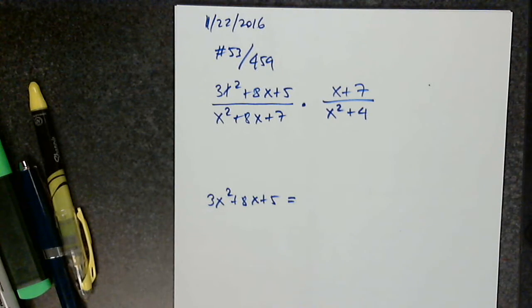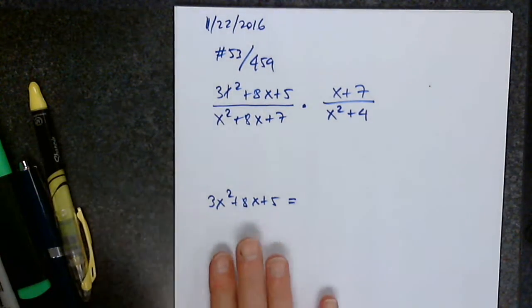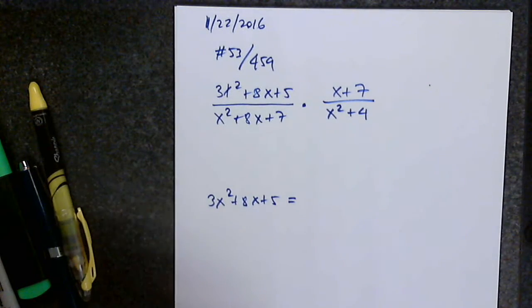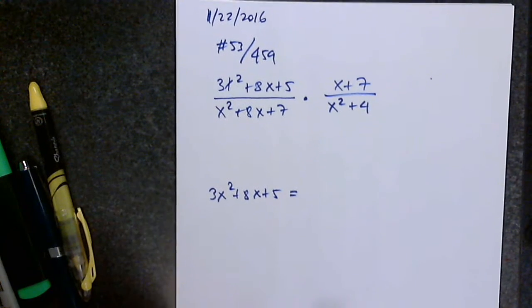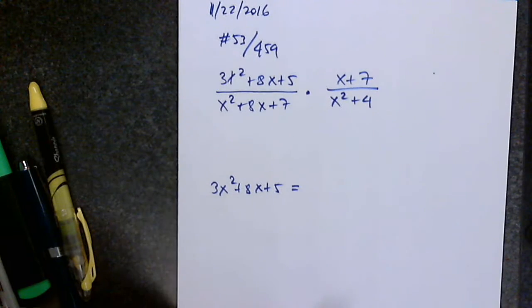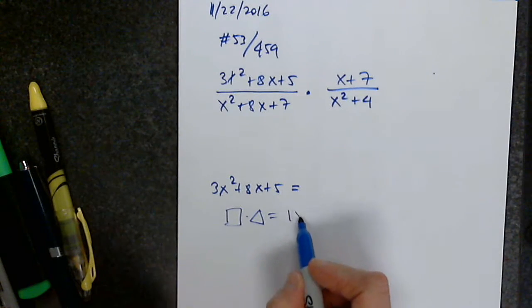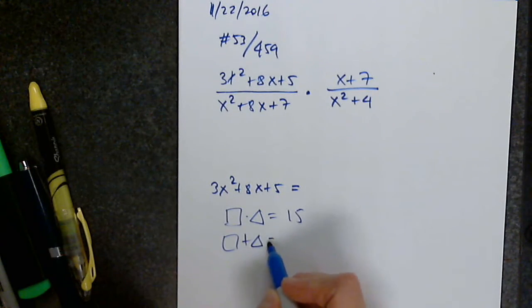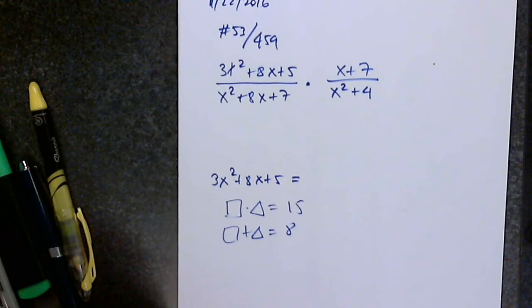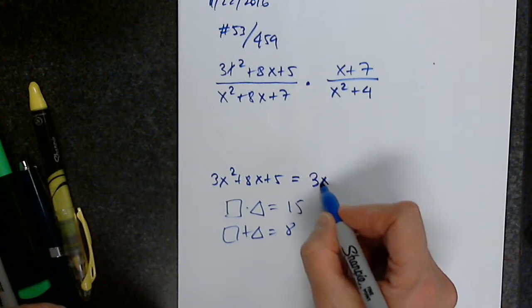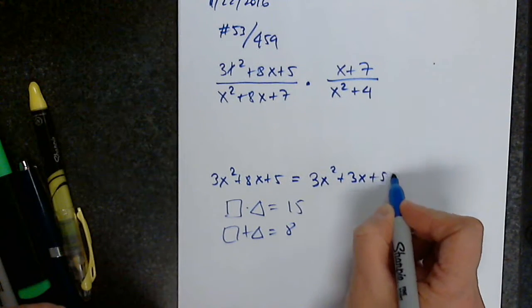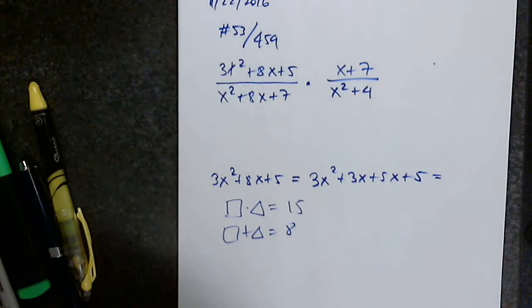Okay, ready? Can anyone walk me through the first one? What will you do? What's factor? Yes, you have to find two numbers whose product is 15, and whose sum is 8. Very good, 3 and 5. So then we have 3x squared plus 3x plus 5x plus 5. Do we agree with this?